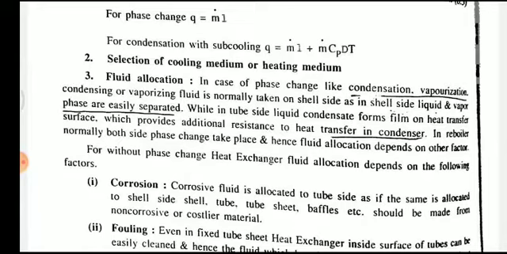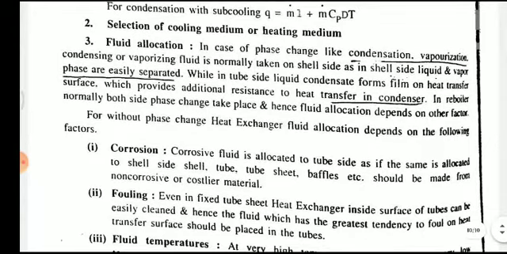In phase change operations like condensation and vaporization, the condensing or vaporizing fluid is normally taken on the shell side, as on the shell side liquid and vapor phases are easily separated, while on the tube side liquid condensate forms films on the heat transfer surface, which provides additional resistance to heat transfer in a condenser. In a reboiler, normally phase change can take place on both sides, and hence fluid allocation depends on other factors.